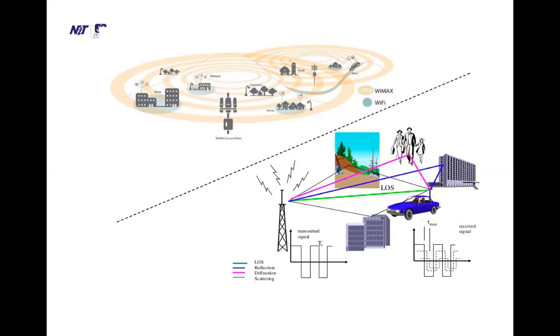There are a lot of people there. People's bodies are also like a reflector. There is some vegetation there. It is reflected, scattered. There are also some buildings there, and there is also line of sight.